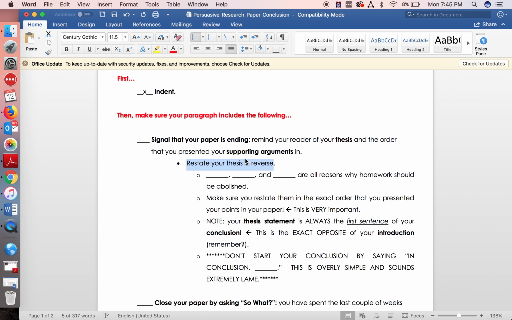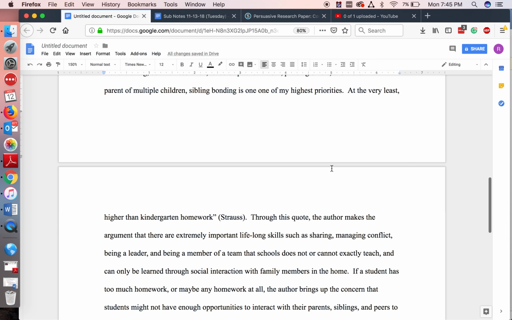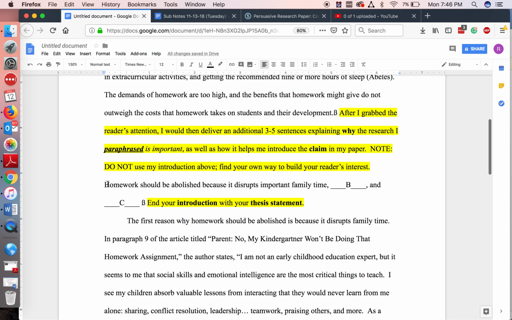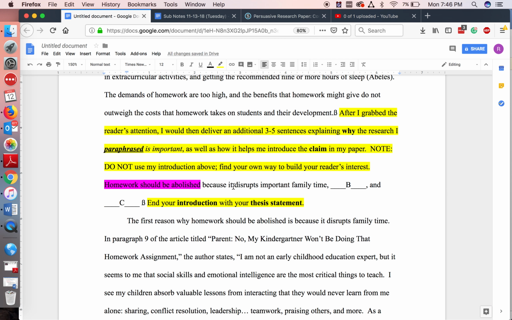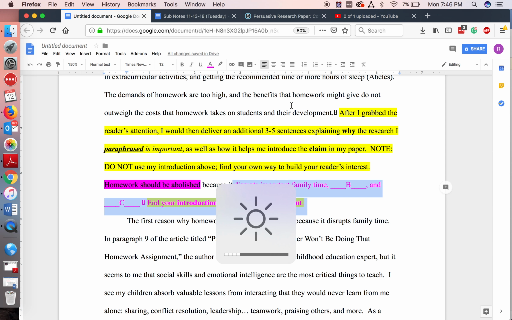Okay, but there's a little bit of a catch. We're going to do it in what I like to call in reverse. And this is a little bit confusing, so allow me to explain. In your introduction, you introduced your thesis by saying your claim and then your three supporting arguments. So, for example, this right here, folks, is my claim, and I'm going to go ahead and put that in this magenta color. And these are my three supporting arguments. So I did claim first, and then I did my three supporting arguments.